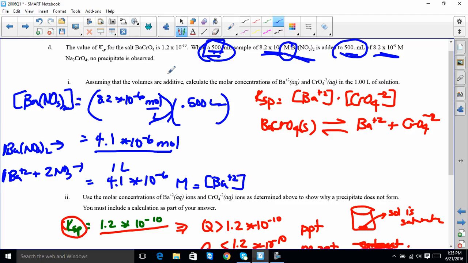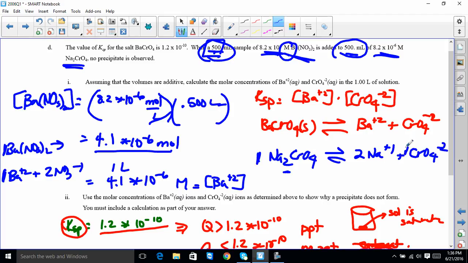And the exact same calculation can be done for this, because sodium chromate dissociates into 2 sodium ions because of this, but 1 chromate ion, and this is a 1, and this is a 1. And so what you need to know is the concentration of the barium and the concentration of the chromate after you mix them together gets cut in half, because you have twice as much volume, and so it gets cut in half.